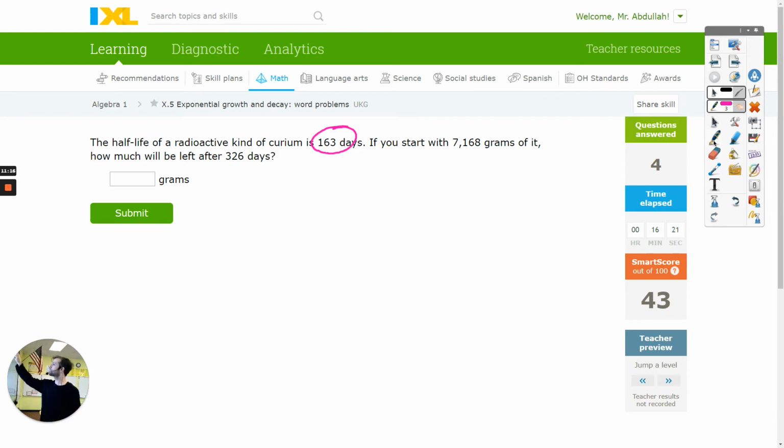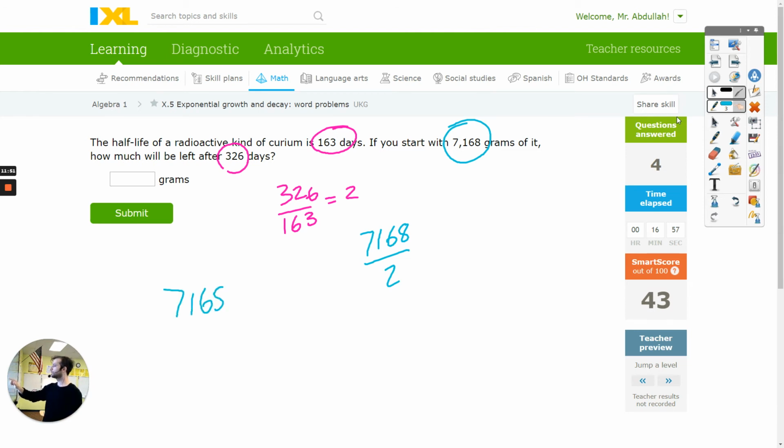So figure out how many times 163 goes into this. The answer is going to be, let me see... 2. I don't know why it took forever. So 326 divided by 163 equals 2. It's going to be divided by 2 twice. So start with your original amount, which is this right here. Divide that by 2. You can again use a calculator and just do this. Start with the original amount. It is going to get halved twice. That's going to give you the answer.